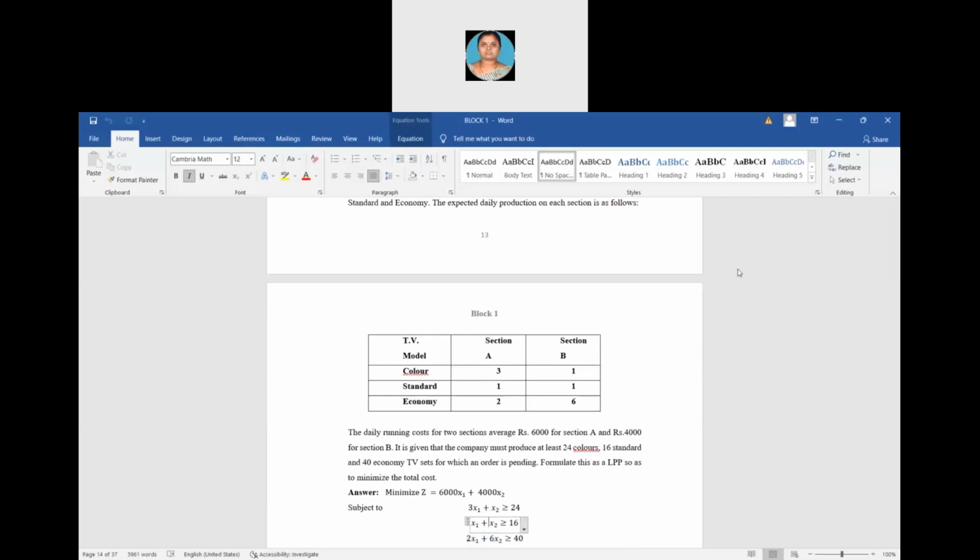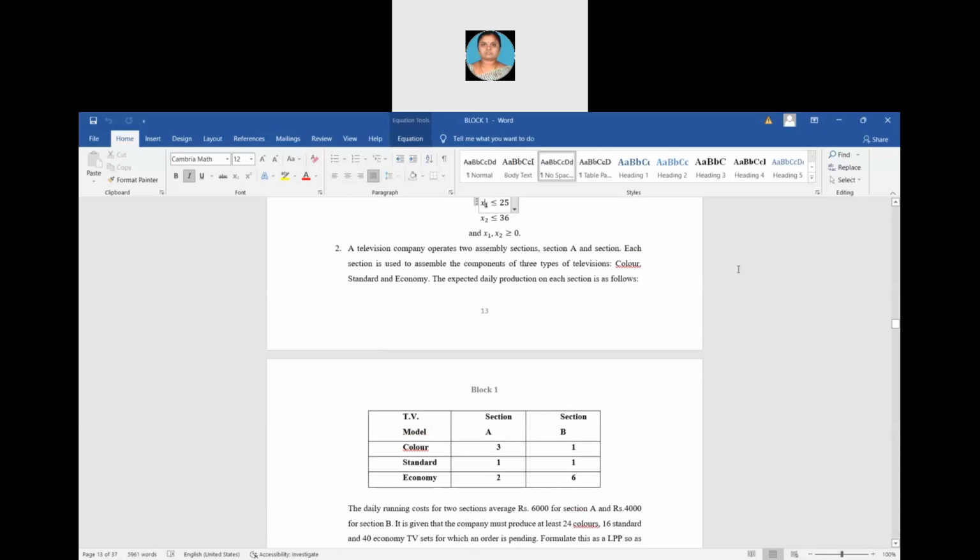Here each section is used to assemble the components of three types of televisions. So section A can assemble, assemble meaning join, the three types of television: color, standard, and economy. So the first section can take over color, standard, and economy. These all come under section A. The expected daily productions for each section are given.